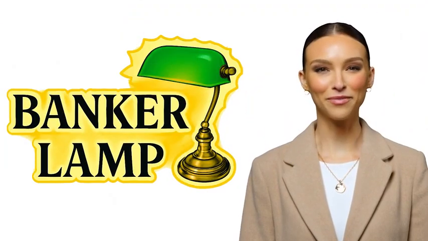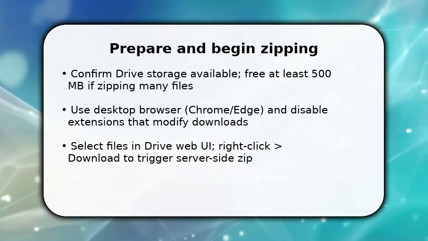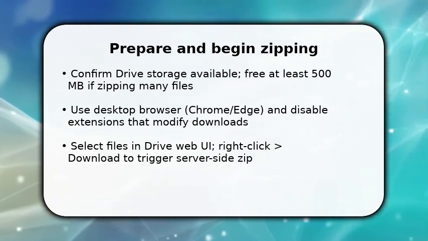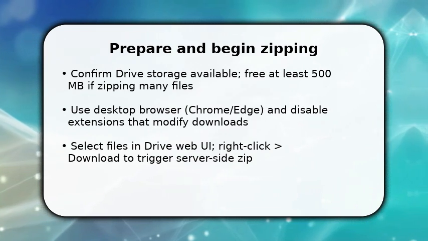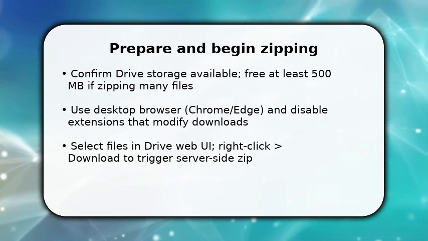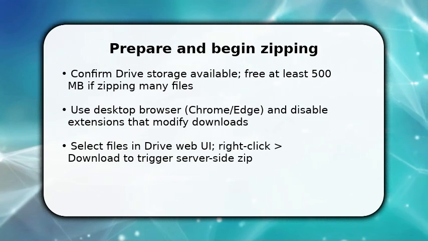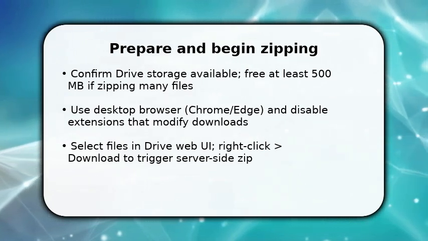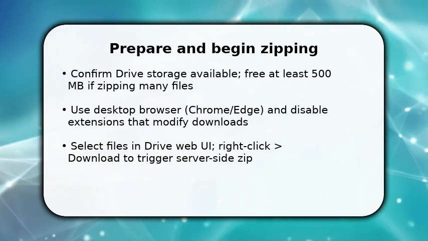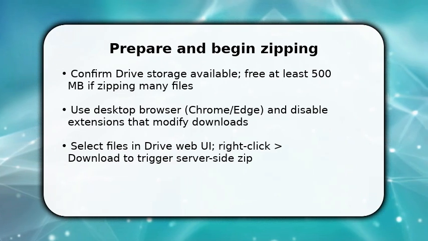Please enjoy the video. You start by confirming storage and choosing the fastest path. Use a desktop browser and select the files or folders you need. Once done, disable any download blocking extensions and clear a quick browser cache to avoid stale responses. Then right-click the selection and choose Download to trigger Google's zip creation. You do this because Drive generates the zip server-side, and the browser must accept the streaming download.